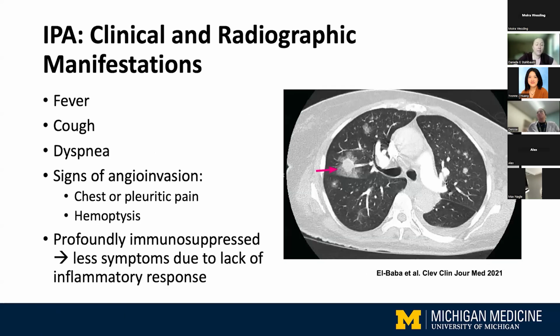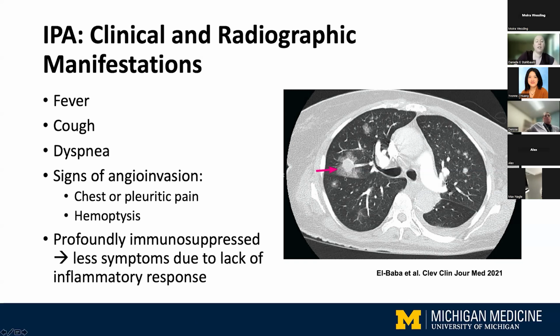How it manifests is fever, cough, dyspnea, and then signs of angioinvasion, so chest pain or pleuritic pain, hemoptysis. Patients are often profoundly immunosuppressed, so sometimes there can be fewer symptoms due to a lack of an inflammatory response.